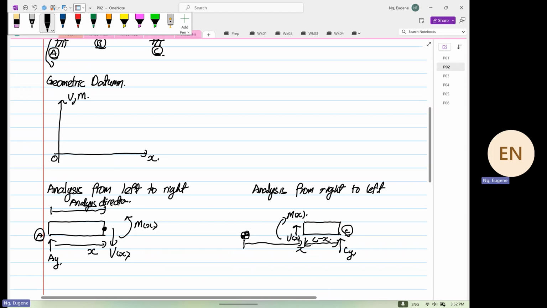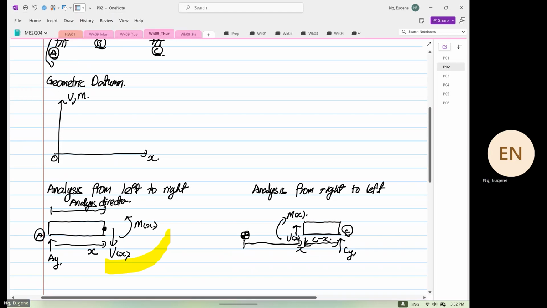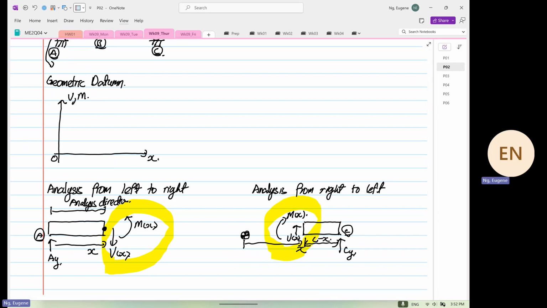This over here, the direction is what we call the positive shear, positive bending moment assumption. Are we clear? Okay, so you have to know this.